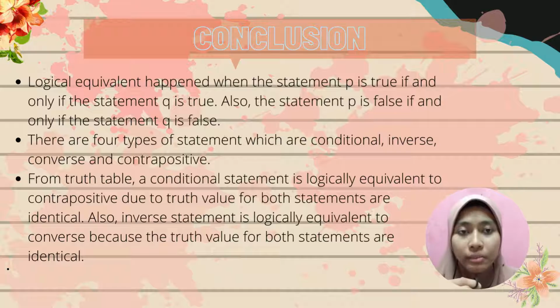To conclude this topic, logical equivalence happens when the statement P is true if and only if the statement Q is true. Also, the statement P is false if and only if the statement Q is false. There are 4 types of statements, which are conditional, inverse, converse, and contrapositive. From the truth table, a conditional statement is logically equivalent to the contrapositive because the true values for both statements are identical. Also, the inverse statement is logically equivalent to the converse because the true values for both statements are identical.